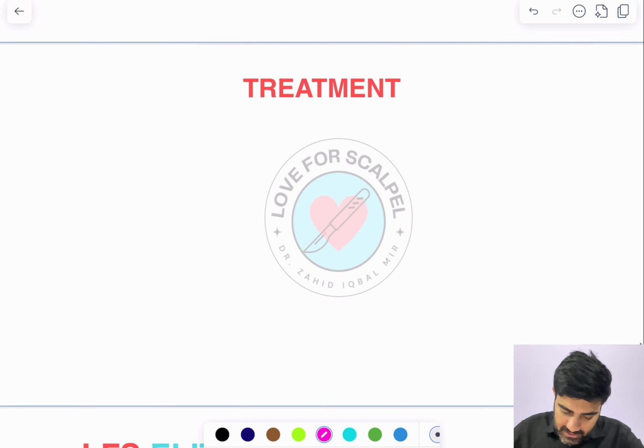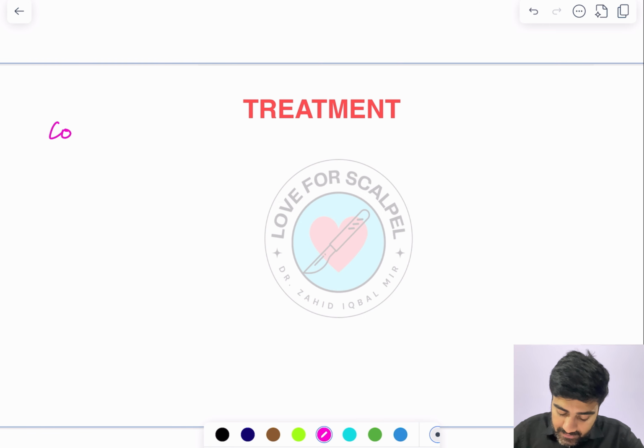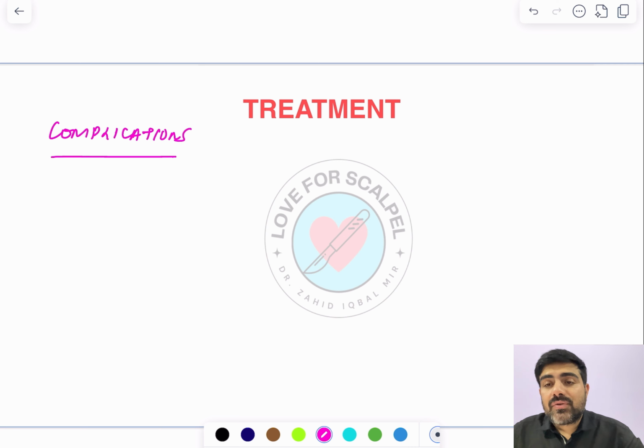Then what are the complications after surgery? After excision, if it is very large, there will be cavity formation, and there will be formation of seroma or hematoma. So this was all about lipoma.